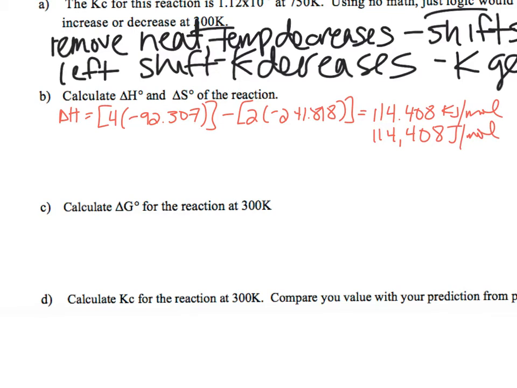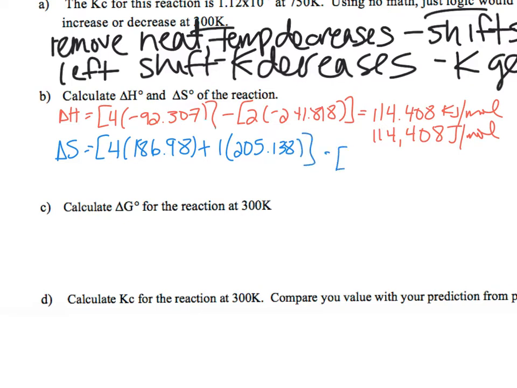So now let's solve for delta S. Delta S is equal to 4 times 186.98, plus, we've got two products there that aren't free energy, so I need to make sure to do a plus 1 times 205.138. All right, those are my products, minus reactants.